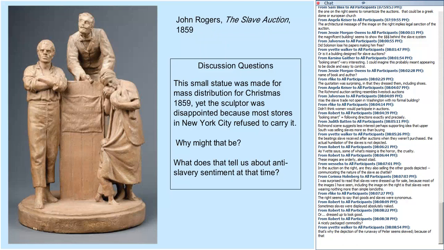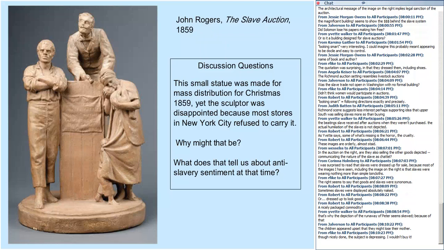One sculptor by the name of John Rogers tried to take his anti-slavery attitude to a much broader audience. He made small sculptures. They were typically about 12 inches high, and people would buy these small sculptures to put on their mantelpiece, on a table in the living room, and most of the ones he sold were sentimental images. They might show a mother and her child. They might show two boys playing checkers. They were sentimental images.